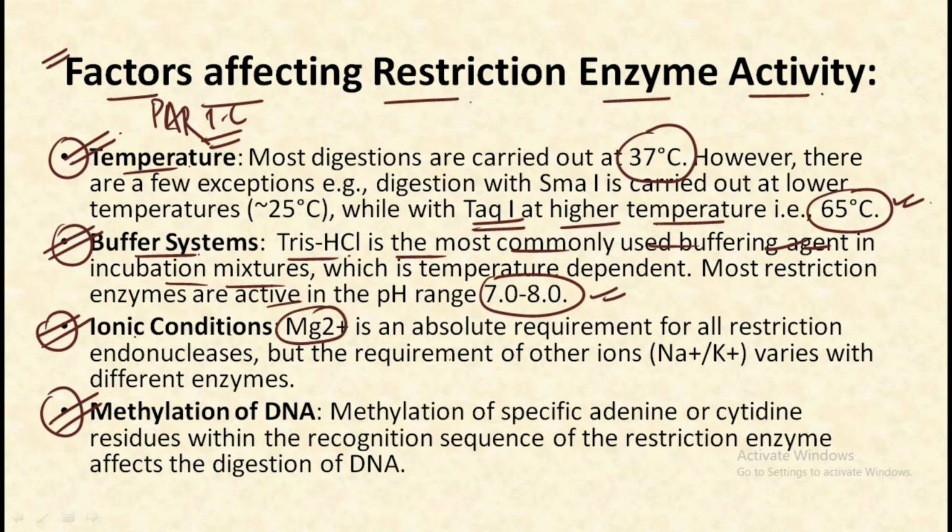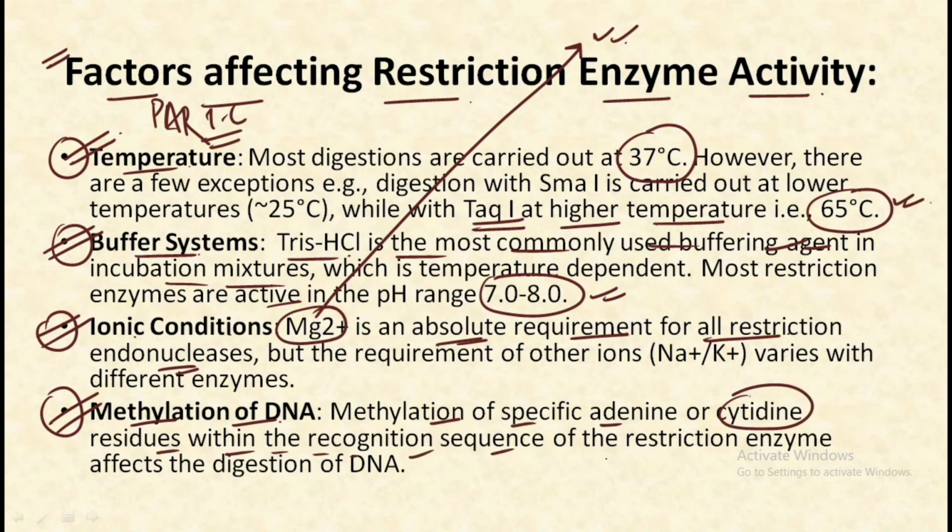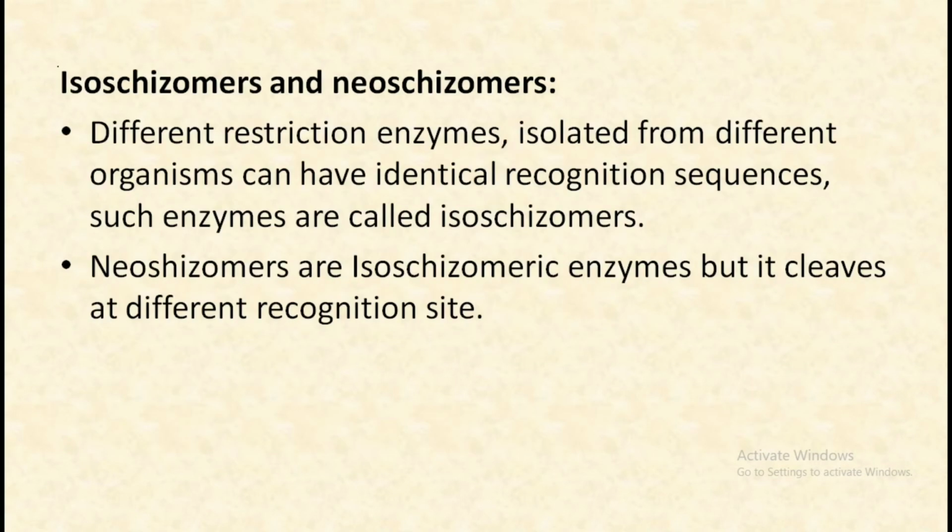Mg2+ is the absolute requirement for all the restriction endonucleases. Make sure you remember this ion because questions have been framed exactly from this statement. The fourth point is about the methylation of DNA. The methylation of specific adenine or cytosine residues within the recognition sequences of the restriction enzymes affects the digestion of the DNA. So this is all about the factors affecting. The next is about the isoschizomers and the neoschizomers. Different restriction enzymes isolated from different organisms can have identical recognition sequences.